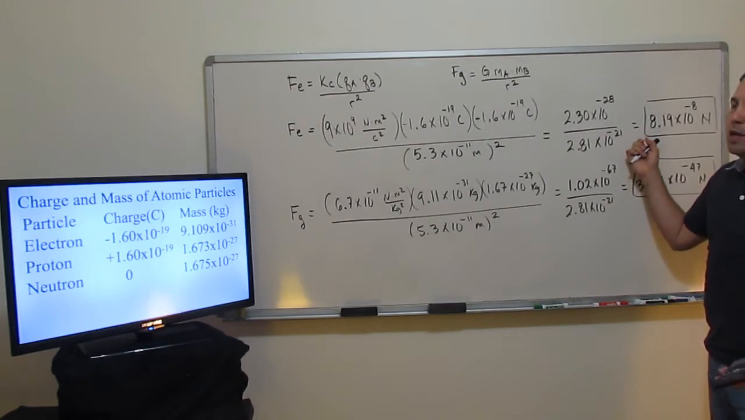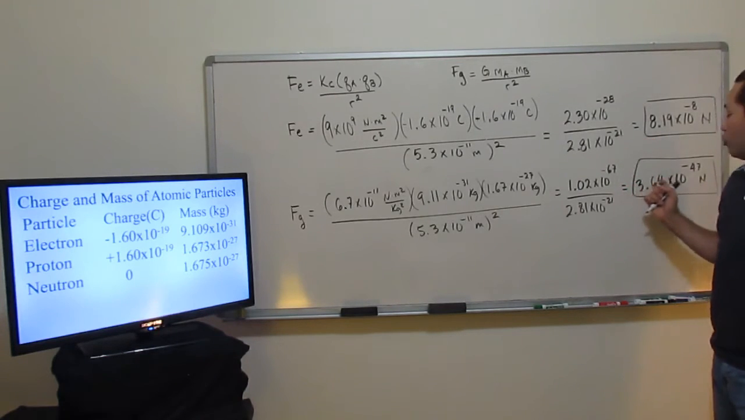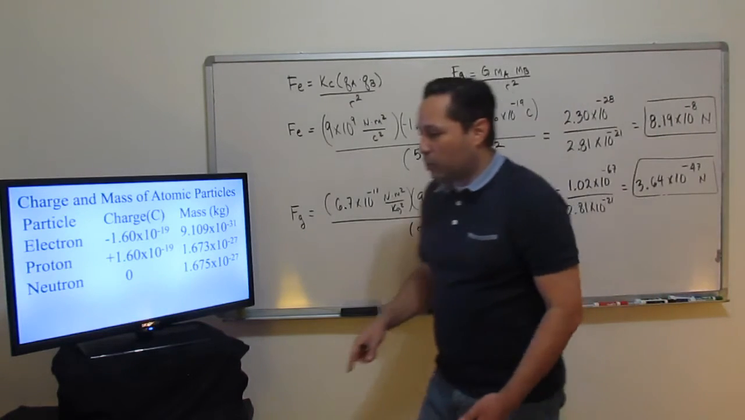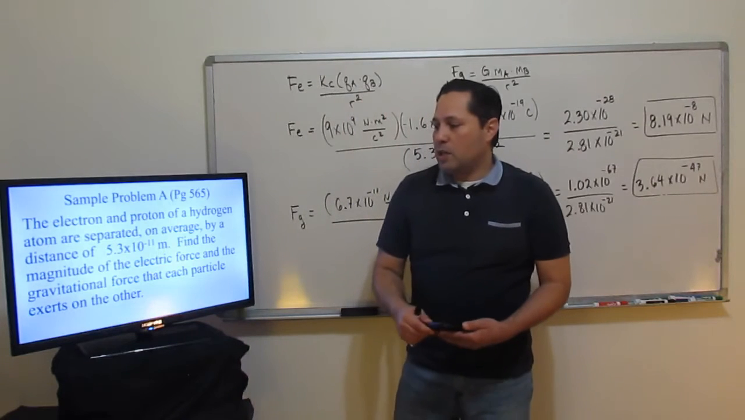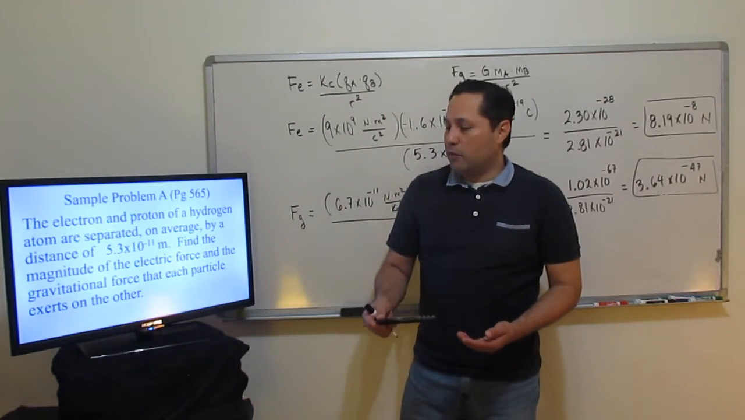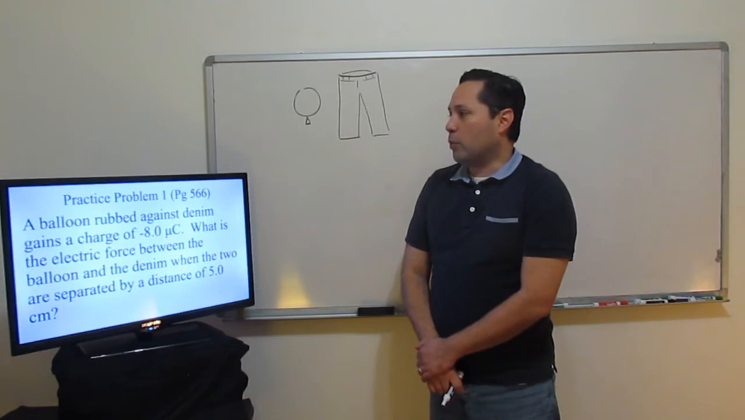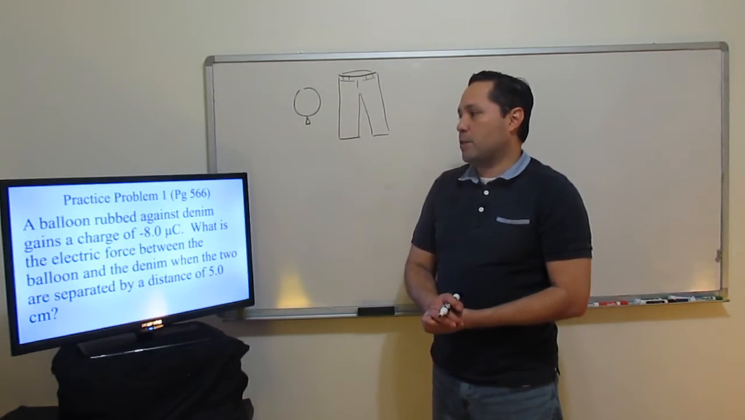And students sometimes ask, but isn't there force of attraction due to gravity between them? And they said, yes, there is, but it's so small that we don't really take it into account. Alright, so that's the first and last time in this chapter that we'll solve for force due to gravity for these. And you can see why. It is very, very tiny. All right, so that takes care of sample problem A out of page 565.